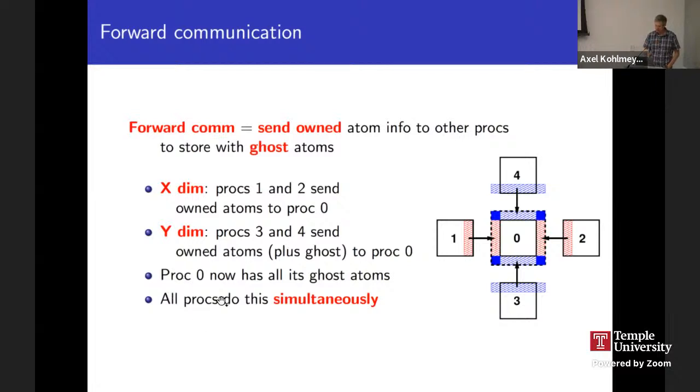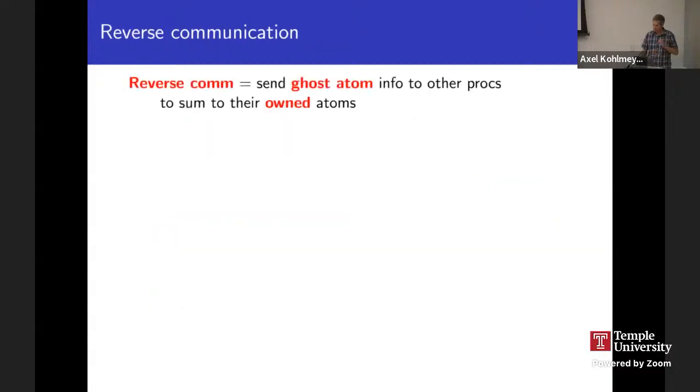And again, the idea is that all the processors are doing this simultaneously all across the grid of processors, and so everybody receives their ghost atoms. So reverse communication is, as you might imagine, the inverse. Now, ghost atom information is going to be sent by each processor back to the processors which own that atom, and typically that information is summed, like in the case of forces, back to the owned atoms.